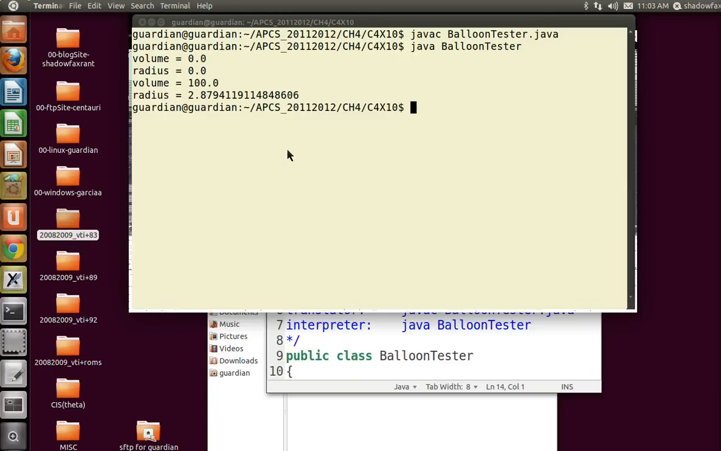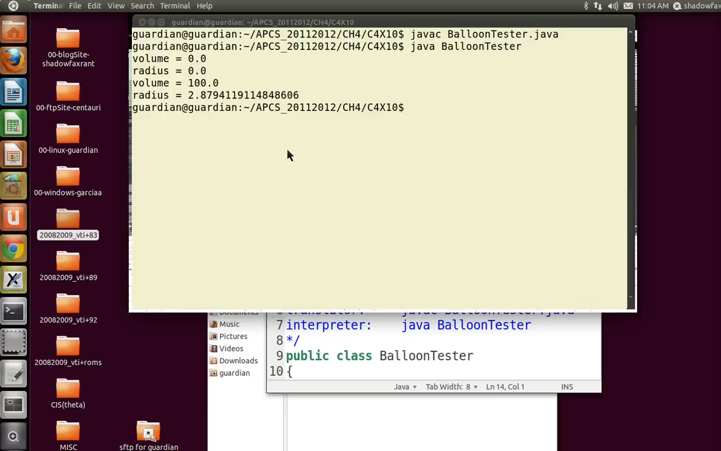So when you create the balloon, it's going to have a 0 volume and 0 radius. When you blow in 100 cubic centimeters of air, this should be 100, and this should be that 2.8 whatever, right? All right, let's save that. All right, let's get out of here. Where's your terminal? Where'd it go? Your terminal went away. Oh, there it is. I thought I had a clear in here. Hang on, clear. Okay, so now let's do the Java C.